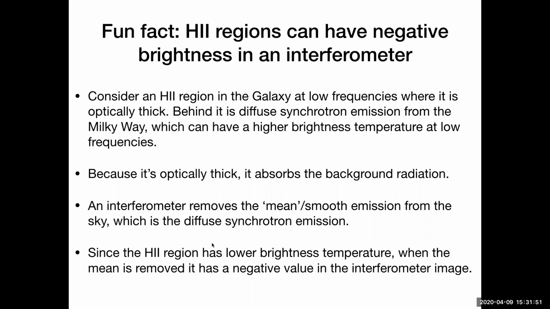And then as you go to higher and higher frequencies, the synchrotron tends to become weaker, and the free-free emission becomes brighter, and then it also stops being optically thick at some point. And so it has the net effect that at a higher frequency, it is brighter than its surroundings, and you start to see positive emission at some point. So you can see it transition from negative to positive apparent intensity as measured by an interferometer. It's sort of a very bizarre effect.